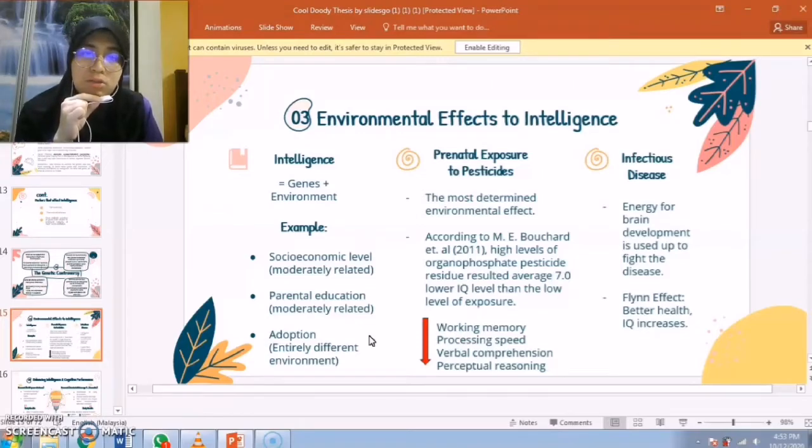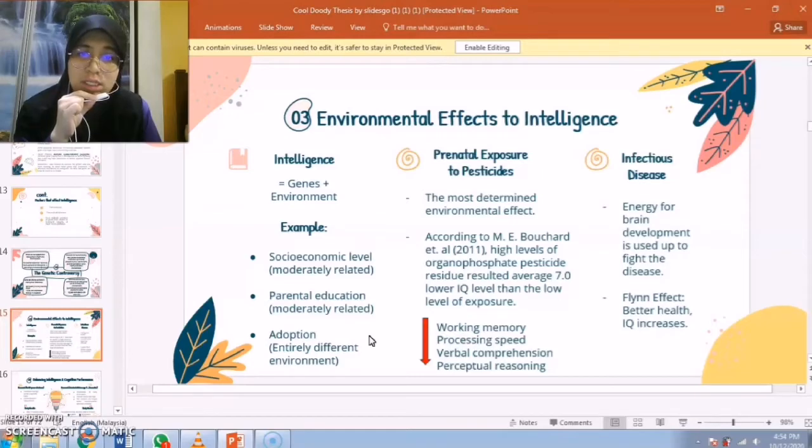Okay. So the next one is prenatal exposure to pesticides. This is the most determined environmental effect that researchers have found. According to M.E. Bouchet et al., 2011, a high level of organophosphate pesticide residue resulted in an average 7.0 lower IQ level than a low level of exposure. And this exposure has caused working memory, processing speed, verbal comprehension, and perceptual reasoning to drop drastically.